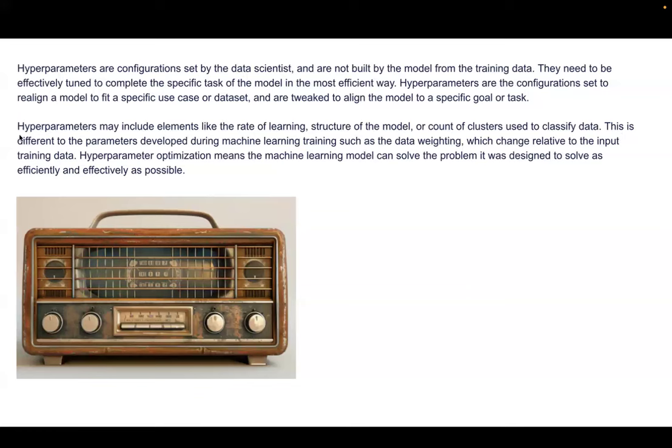So the hyperparameters are different from the parameters developed during machine learning training, such as data weight, which change the relative input to the training data. Okay. Hyperparameter optimization means the machine learning model can solve the problem it was designed to solve as efficiently and effectively as possible.